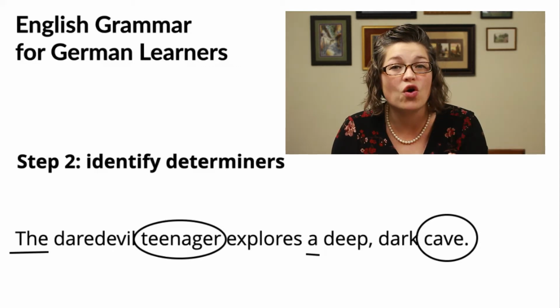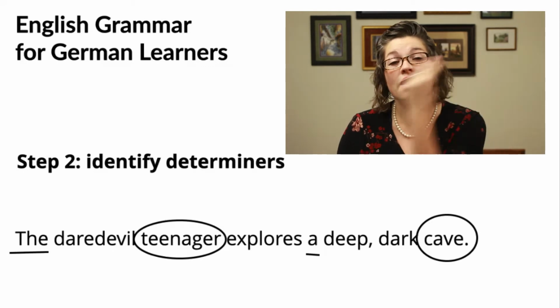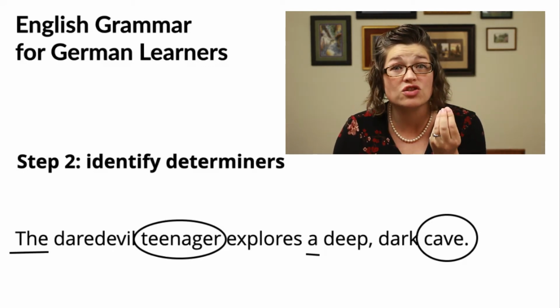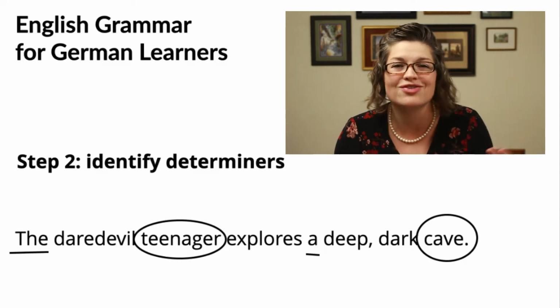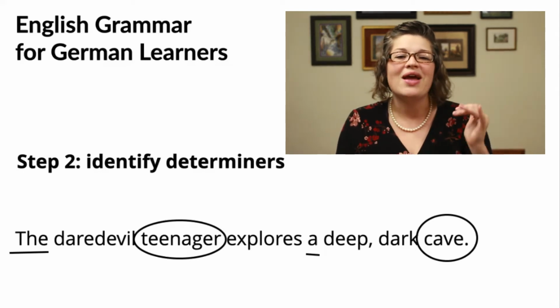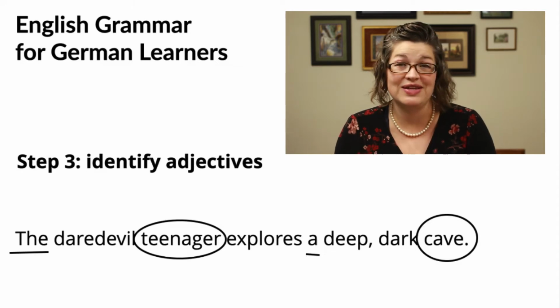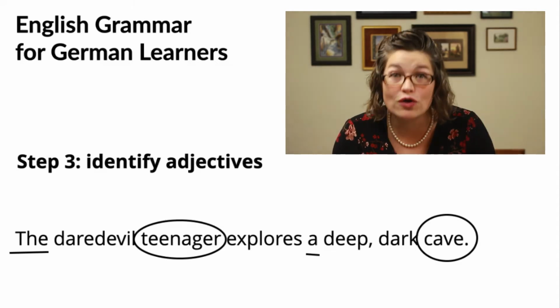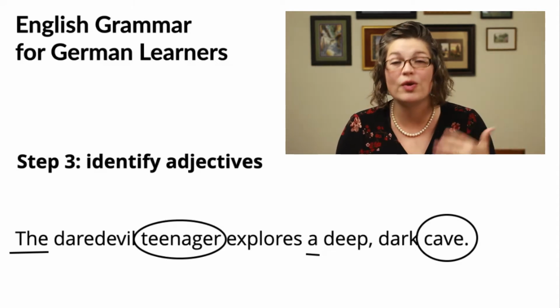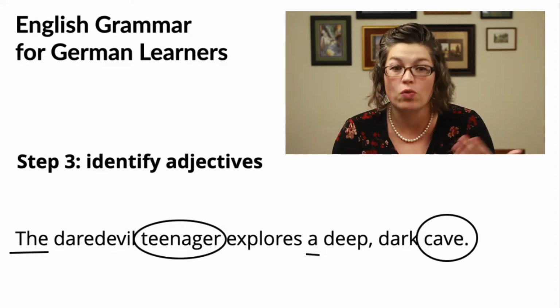So you have to know what determiners are in German so you can make those changes yourself or understand them when you see them, okay? So now the next step is to find the adjectives in the sentence. And adjectives also take declensions in German, so this is why it's so important to know what they are, okay?